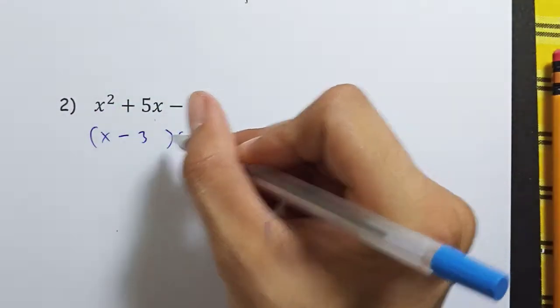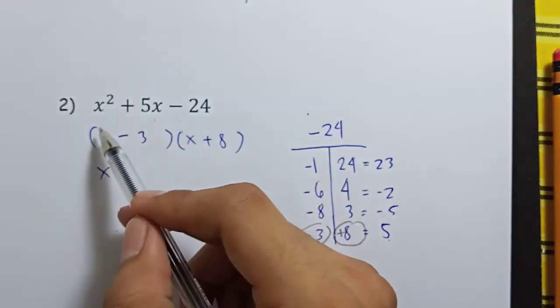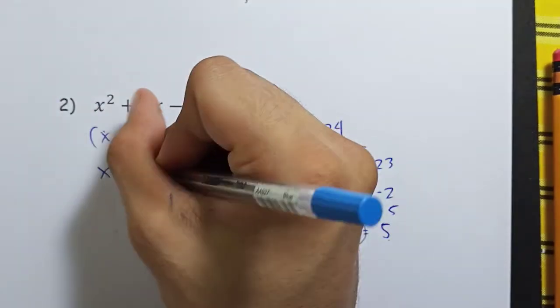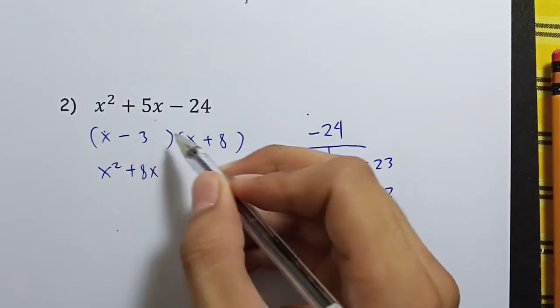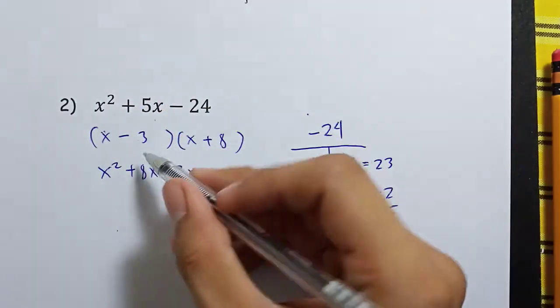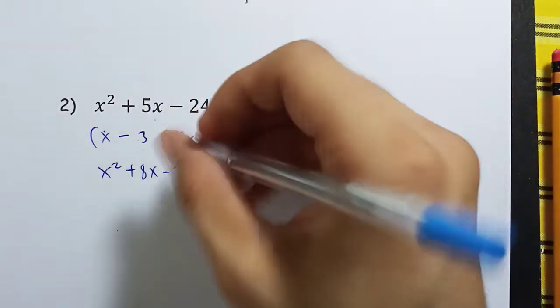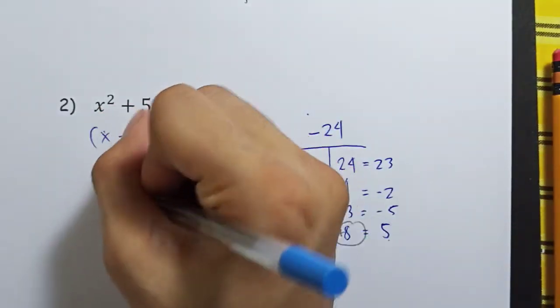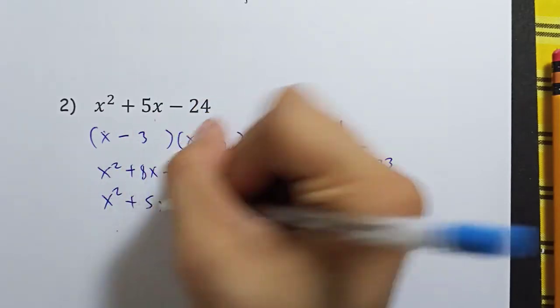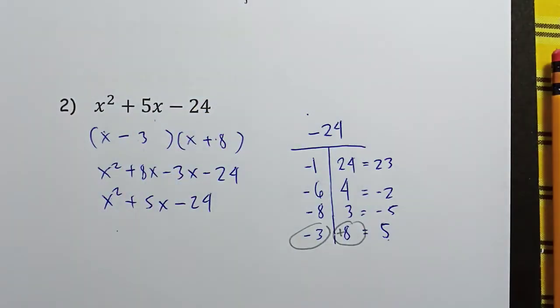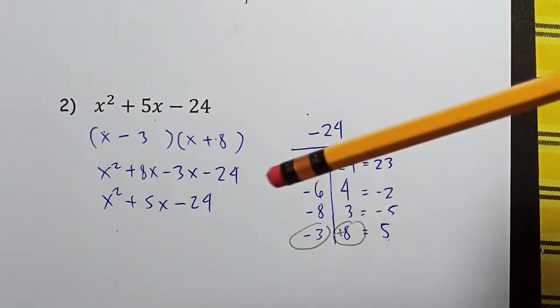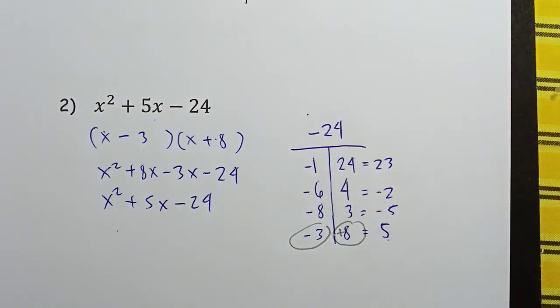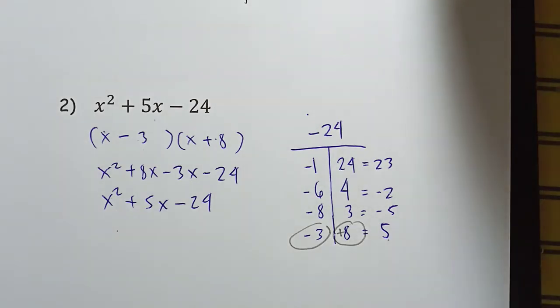X times x, x squared. X times 8, 8x. Negative 3 times x, negative 3x. Negative 3 times 8 is negative 24. Simplify: x squared plus 5x minus 24. So, tama. So, I suggest to use this method instead of what is discussed in the book, yung may grid box. Pang bata kasi yan.